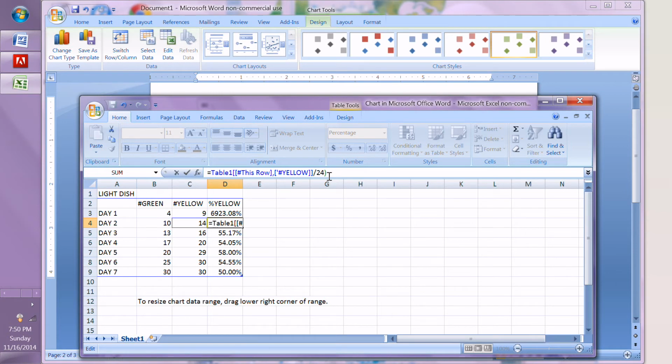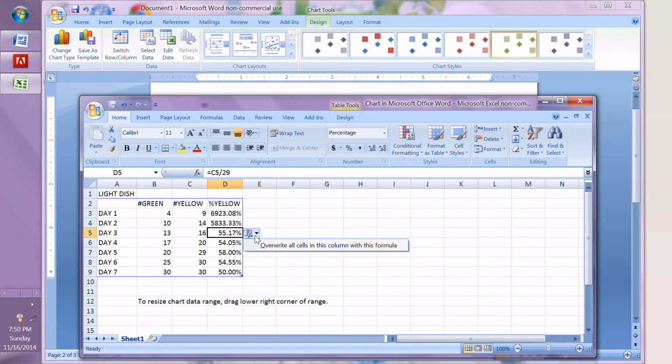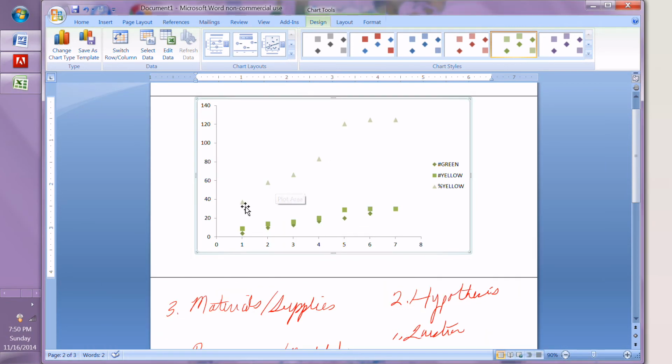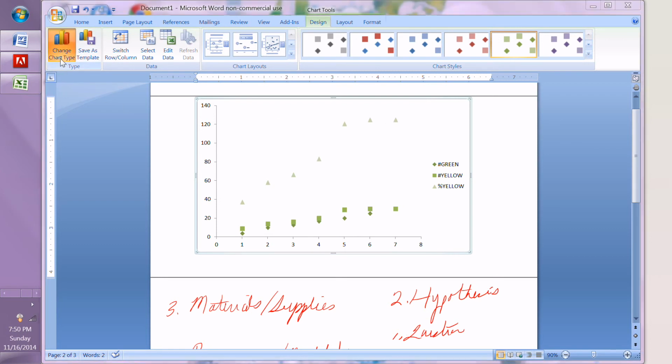Because remember, our order of operations says do what's in parentheses first. And what does this say? Overwrite all cells. Okay, that made that one a little bit large. Okay, and so then when I look at my data, you can see that my percents, I've moved them up. I basically just have applied the same number to all of them, so it moves them off of that zero line, and I can see a better idea of my percentages of yellow. So my percentage of yellow went up each day. And just play with that.